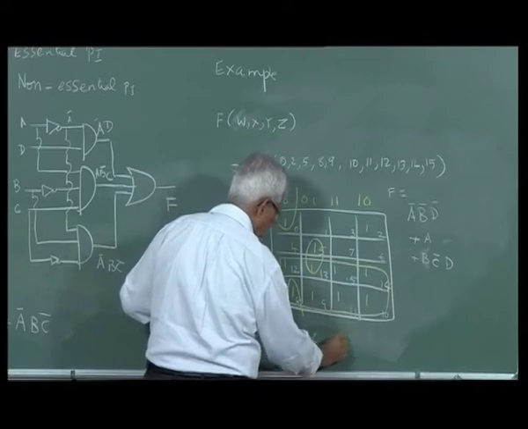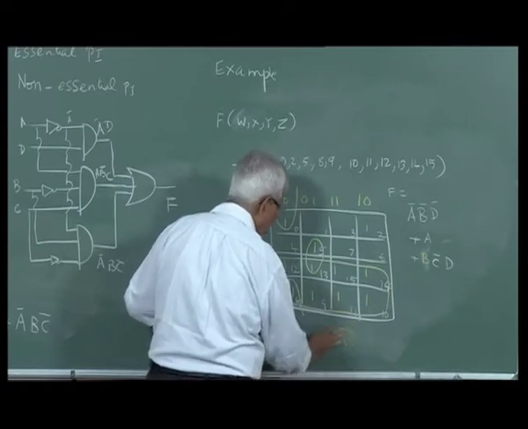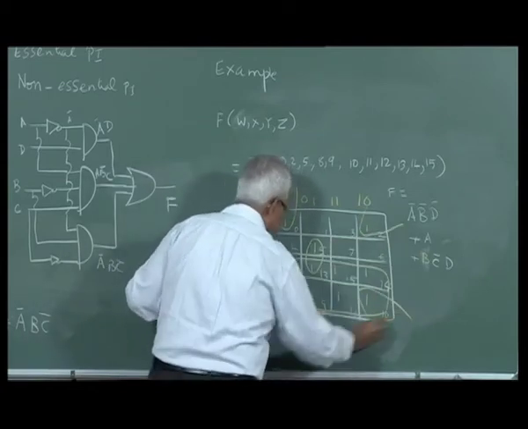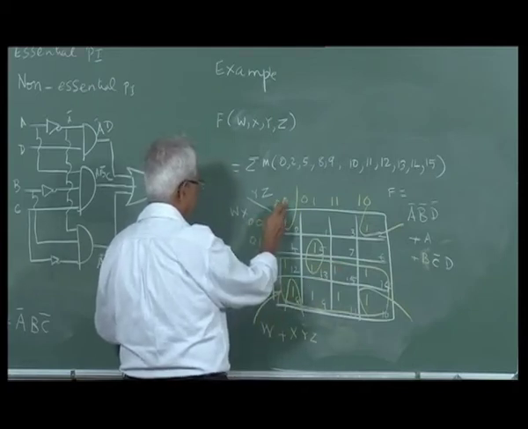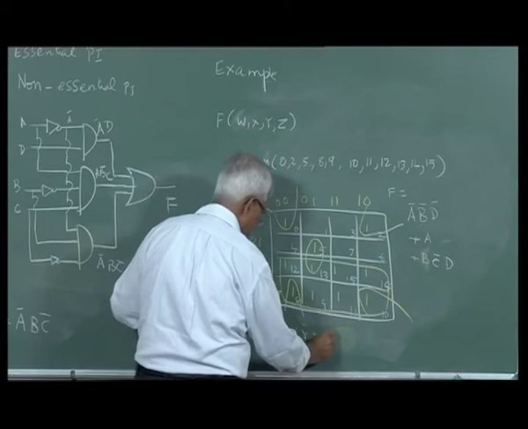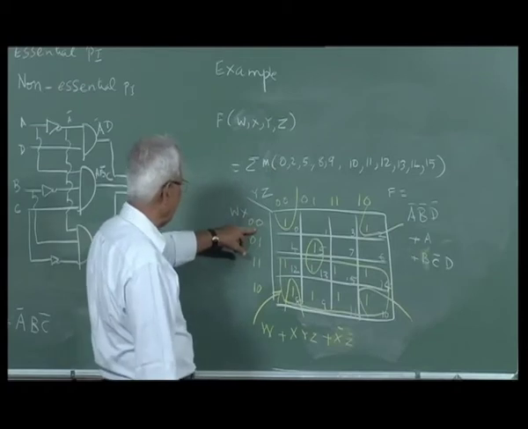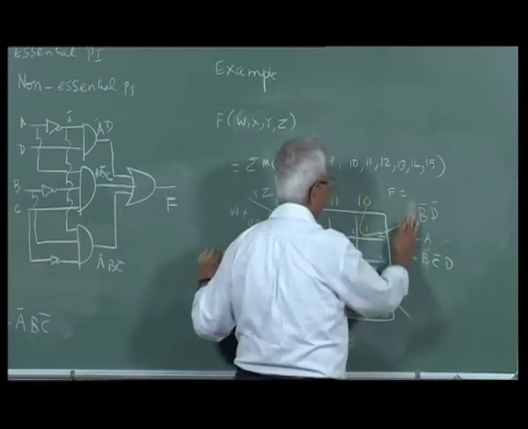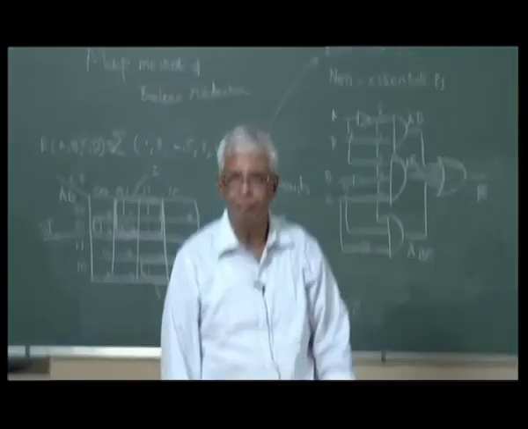Sir, we can combine them together, those four ones at the corners. Oh, you are right. These four ones will make X bar, Z bar, which is equal to, according to you, B bar, D bar. So this can knock off. Good. Very good. Thank you, sir.